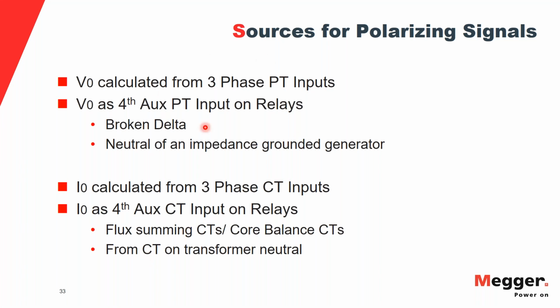So I have the freedom in a microprocessor relay to either calculate zero sequence quantities or directly use them based on the connections in the system. But in electromechanical relays, if you remember, it doesn't calculate sequence quantities. All it can do is you have to connect your PT in a certain fashion to measure the zero sequence.